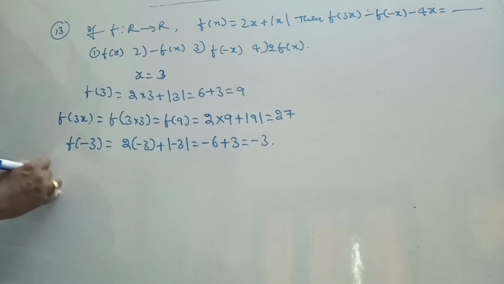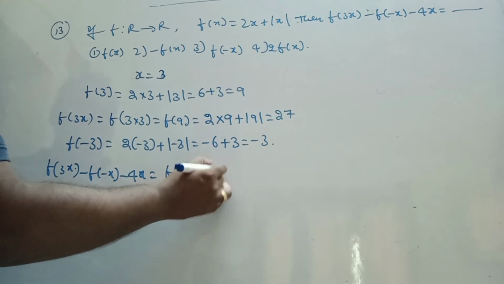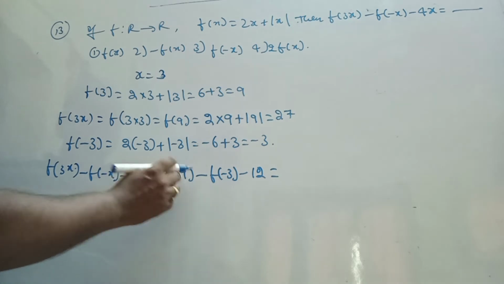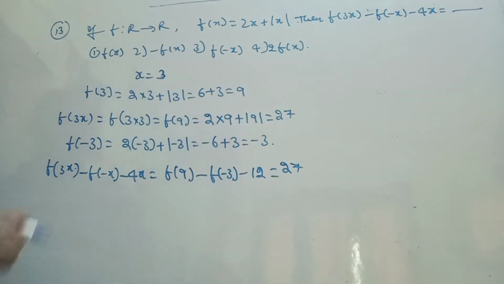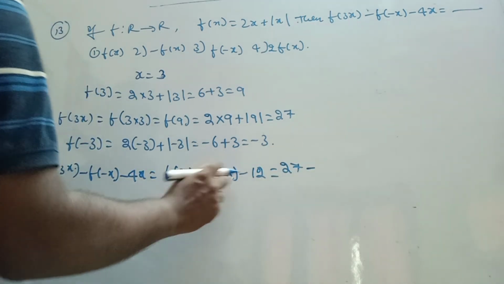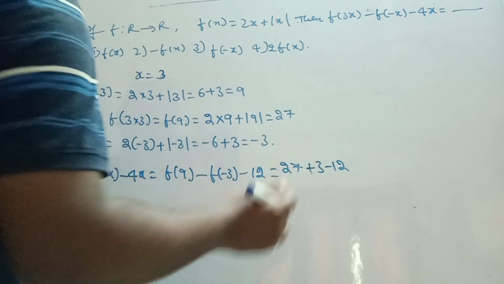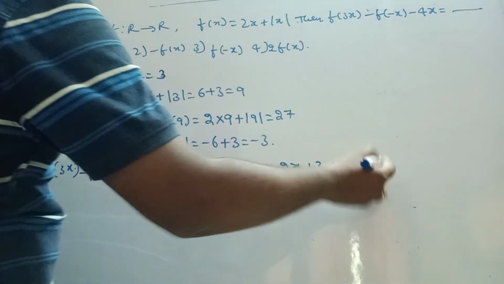Let us calculate all this now. f of 3x minus f of minus x minus 4x when x equals 3. What are we going to get? This is f of 9 minus f of minus 3 minus 4 into 3, that is 12. f of 9 is 27, and minus f of minus 3, minus 3 is nothing but minus 3, that becomes plus 3 minus 12. 27 plus 3 is 30, 30 minus 12 becomes 18.